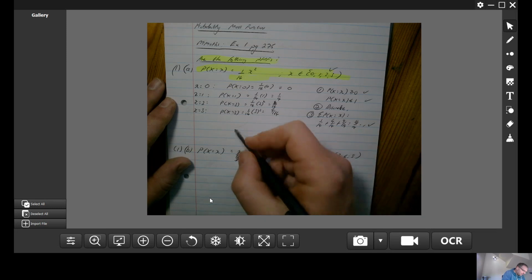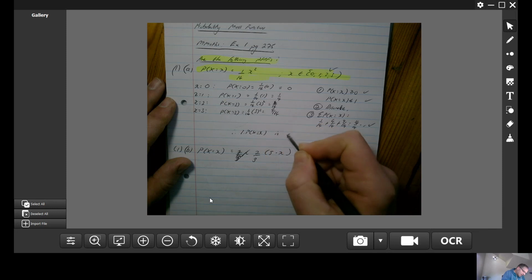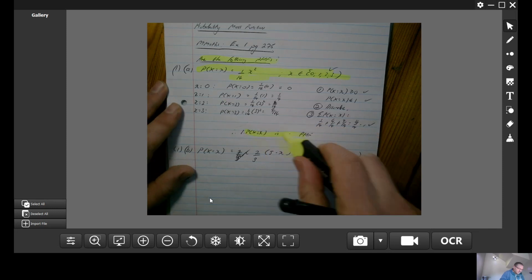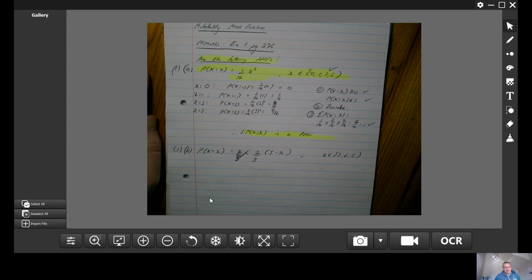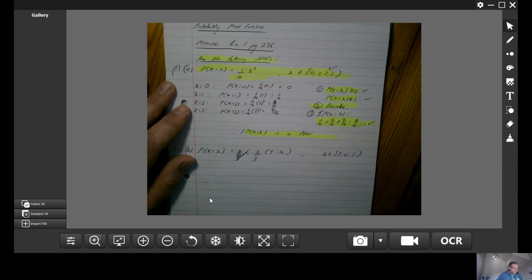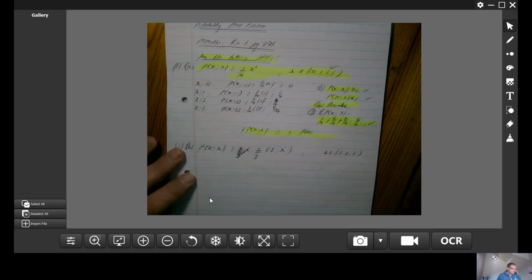If all three conditions are met, what can I say? Therefore, P of X equals x is a probability mass function. So those are the conditions. Individual probabilities between 0 and 1, it has to be discrete data, and the sum, all three of those conditions must be met in order for it to be a probability mass function. You've got to sub in the values.